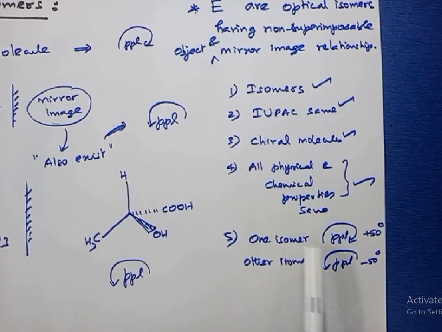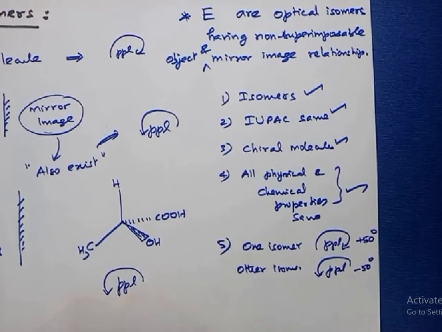If one rotates the light clockwise and the other rotates it anti-clockwise with the same extent, then we can call those two chiral molecules enantiomers. Enantiomers are basically isomers, optical isomers very specifically. Is this clear, students? Any doubt? Yes, sir, it's clear, sir.